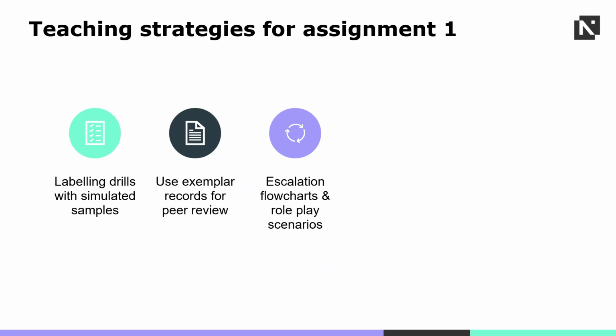Third, escalation flowcharts and role-play scenarios should be integrated into teaching. These provide learners with clear step-by-step pathways and chance to rehearse escalation protocols in a realistic but supportive environment. Fourthly, we need to emphasise accuracy over speed. While efficiency is important in practice, learners must first demonstrate safe, accurate and reliable processes. By prioritising precision, we ensure they build the right habits before increasing pace.